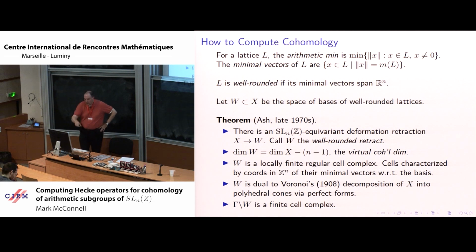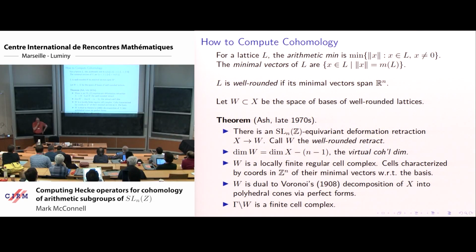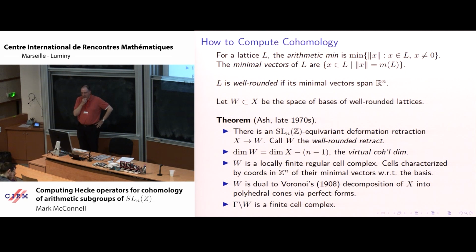Okay. Well, let W in X be the space of bases of well-rounded lattices. I'm going to illustrate that, show you what that looks like in the next slide. But so this set of ideas, several people had worked on it, and a theorem due to Avner Ash putting together a series of ideas, say in the late 70s by the time it was finally formulated. The theorem goes as follows. First, there's an SL_n(Z) equivariant deformation retraction from the space of all lattices to the space of well-rounded lattices. So that the well-rounded lattices, this space is called the well-rounded retract.